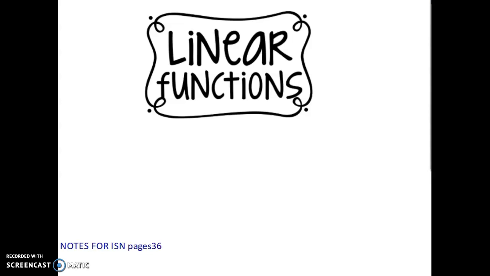Here are your notes. For ISN page 36, you're looking for the foldable that says linear functions. We have been talking about linear equations. Linear is a line. So we've been looking at y equals mx plus b. A function is what we're going to talk about today, and it is new notation. So I'm going to show you the new notation.